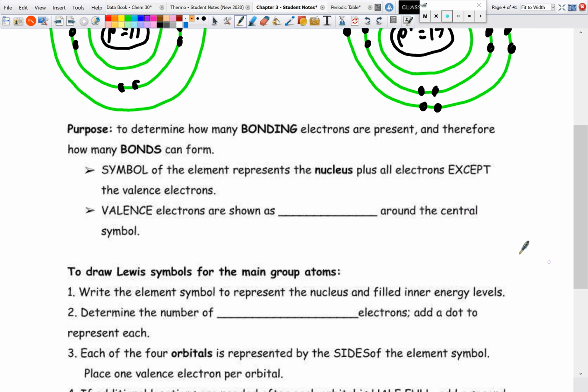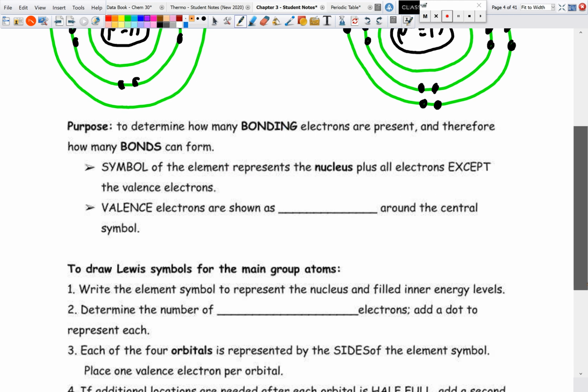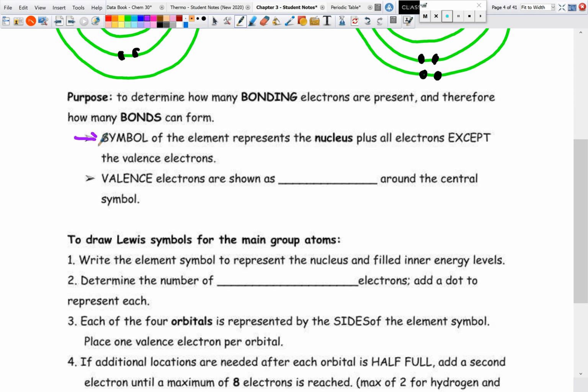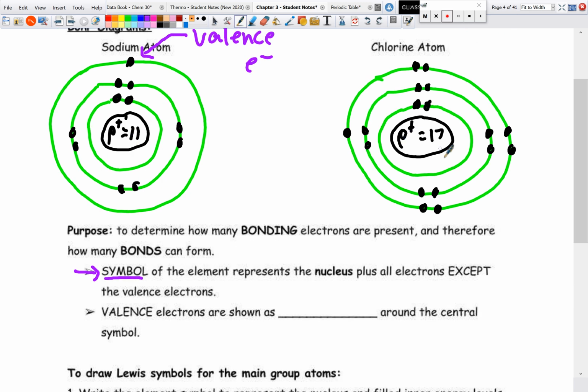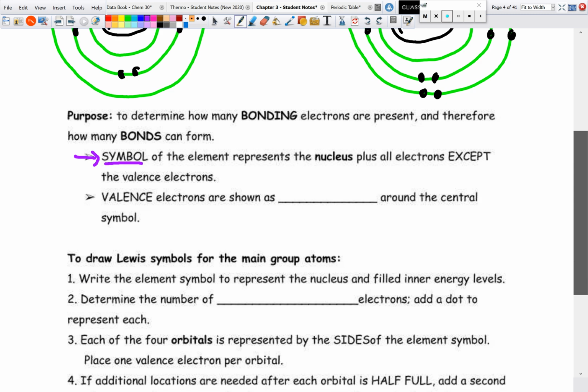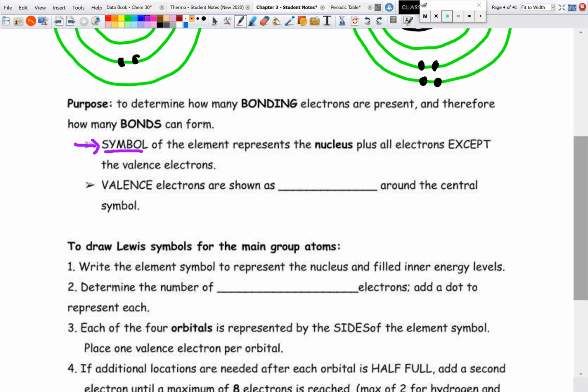So the purpose is to determine how many bonding electrons are present, and therefore how many bonds can form. When we're writing Lewis structures, first we write the symbol of the element it represents. We're not going to write protons equals 11 or protons equals 17. If we're dealing with sodium, we write the chemical symbol Na. If we're dealing with chlorine, we write Cl. Now when we write this on paper, it's going to represent the nucleus plus all of the electrons except the valence electrons.